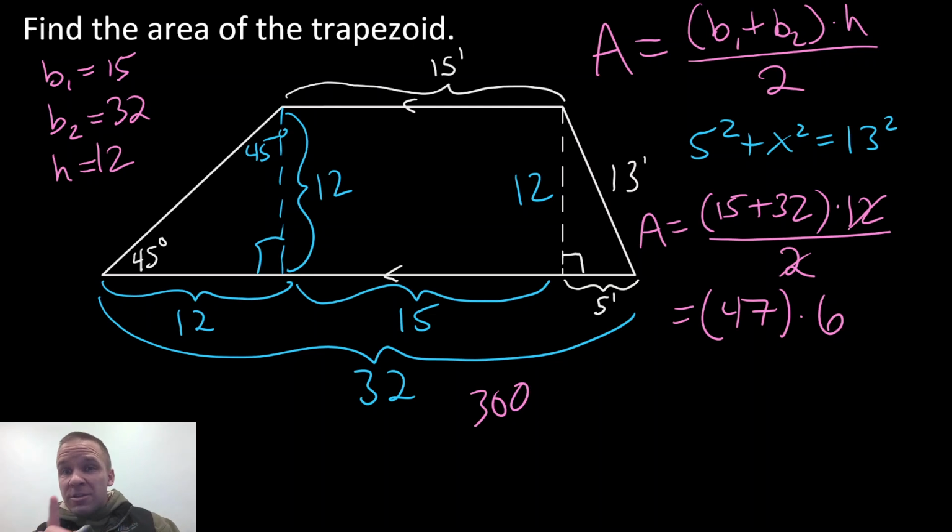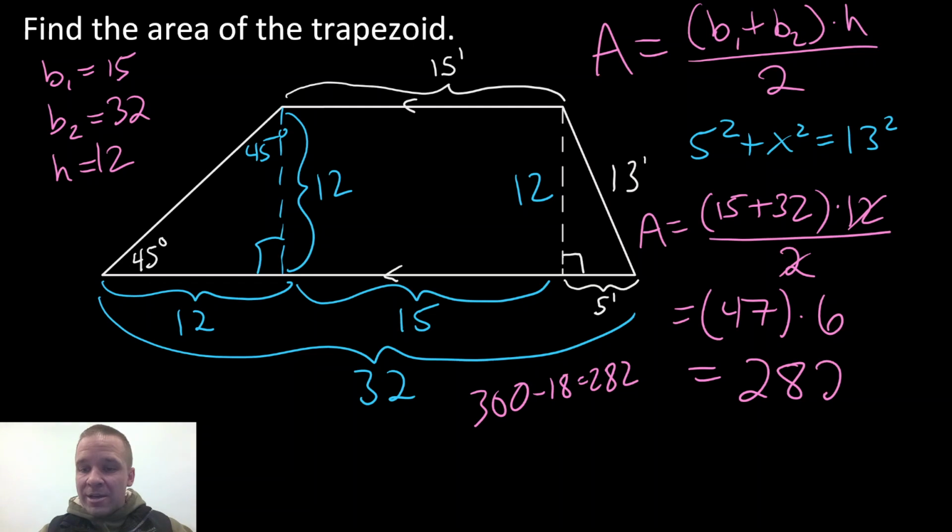Now, that's 50 times 6. But I did an overage of 3 each time, right? What's 3 times 6? That's 18. So I'd subtract 18 out, and that's going to leave me with 282. And if you type that into your calculator, you will get 282, and this is going to be feet squared.